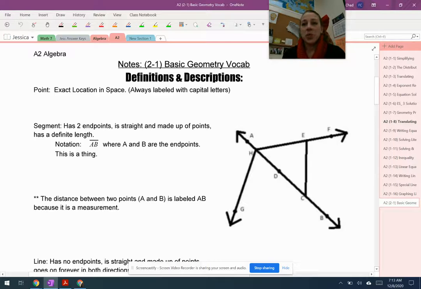Good morning, A2 students. So I have a bow on because it's under the tree today, so I'm a present.